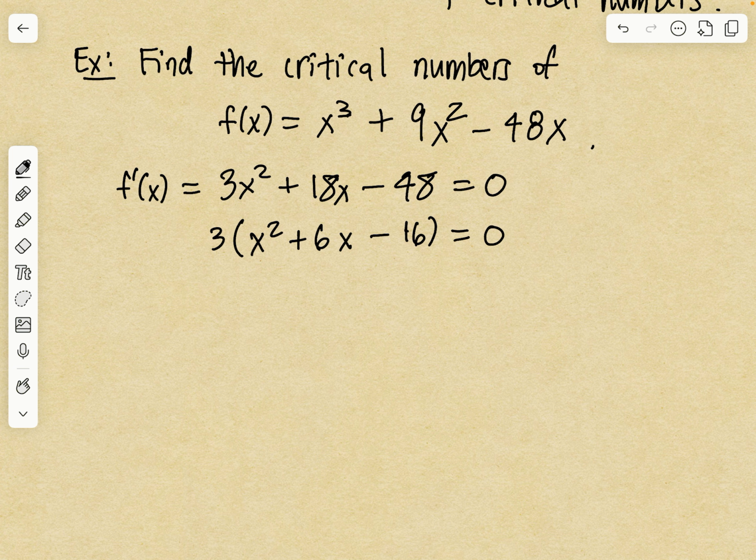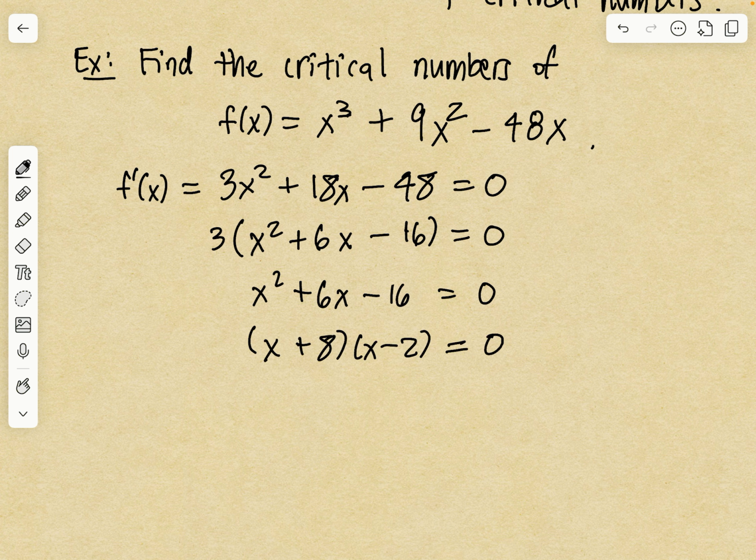Okay. So now what can I do? I can divide both sides by 3. So if I divide both sides by 3, I get x squared plus 6x minus 16 equals 0. Now at this point, if you know how to factor this, you can factor this. If you know the quadratic formula, you can use that, but if you can factor it, it's going to be faster. So can you factor this? It factors as x plus 8 times x minus 2 equals 0.